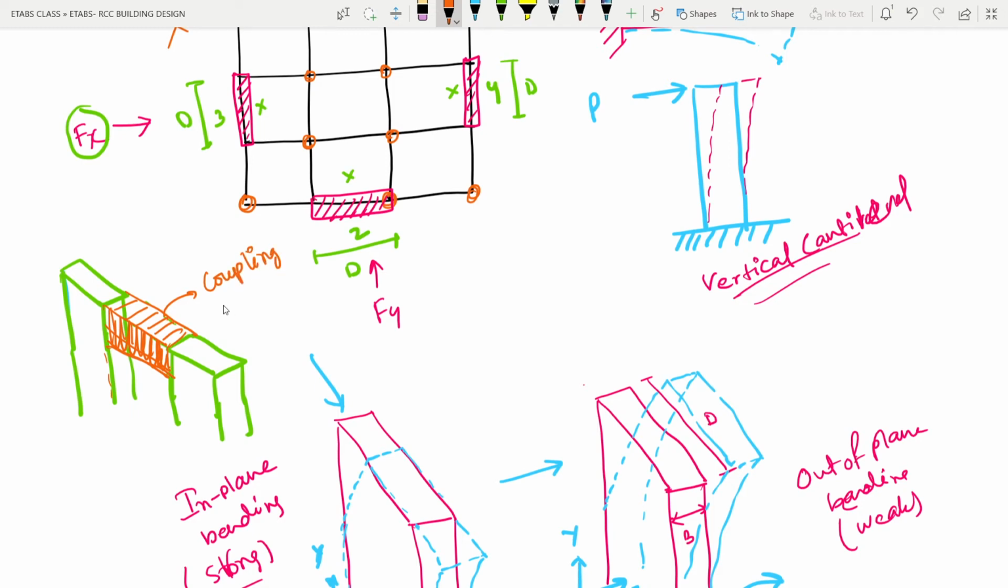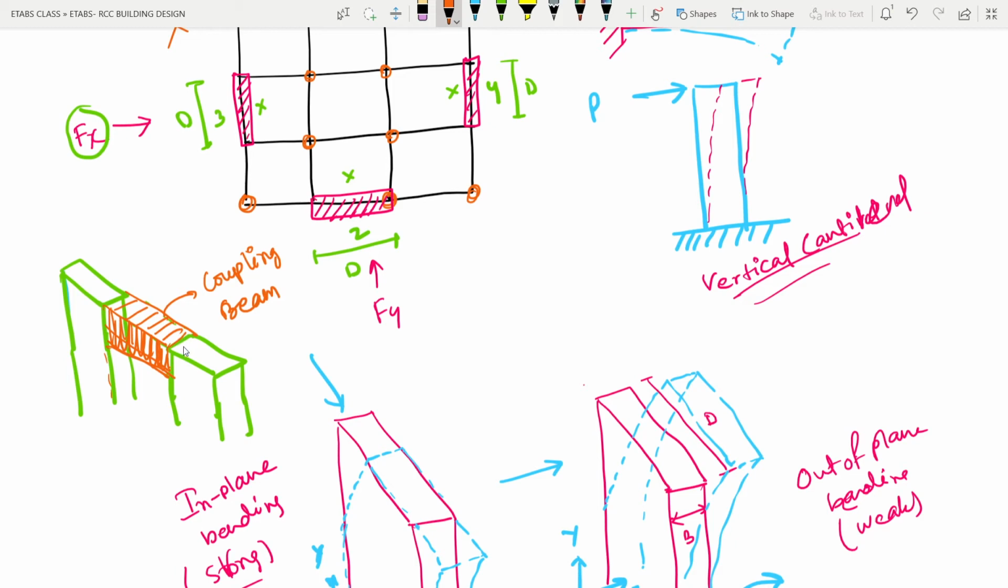This beam is called a coupling beam. So what is the work of this beam? Rather than providing a single long shear wall, you can provide two shear walls and join these two shear walls using the coupling beam. It will give you almost similar resistance to what one single shear wall would give you.